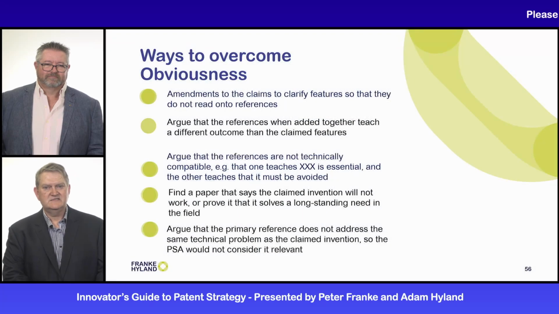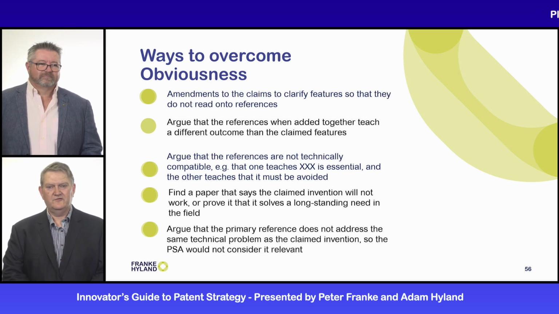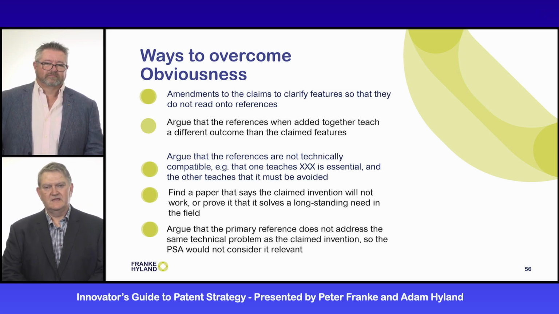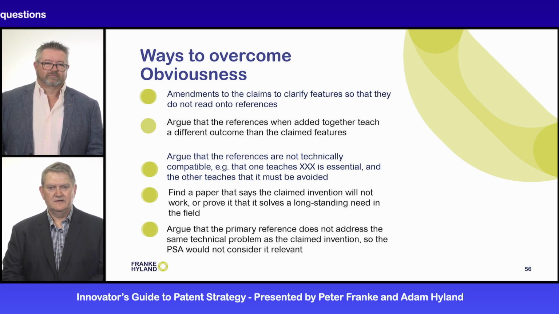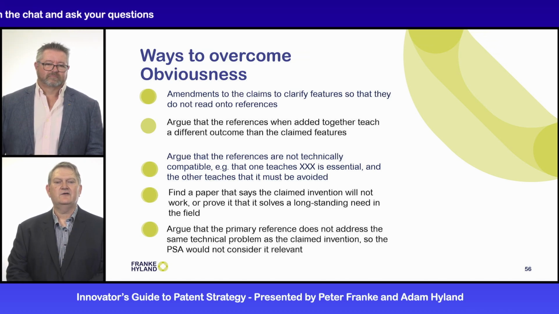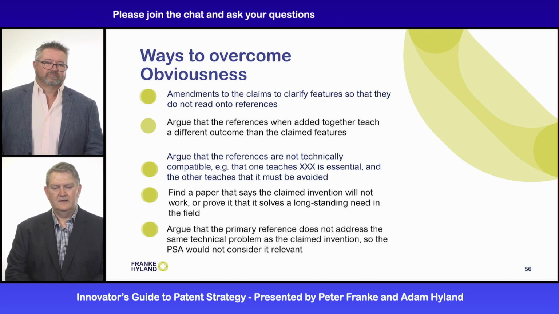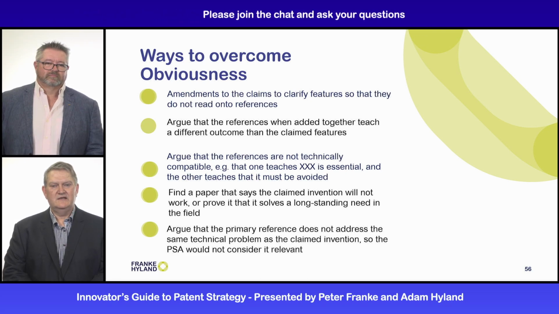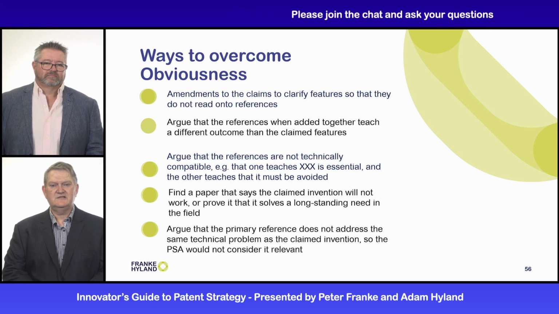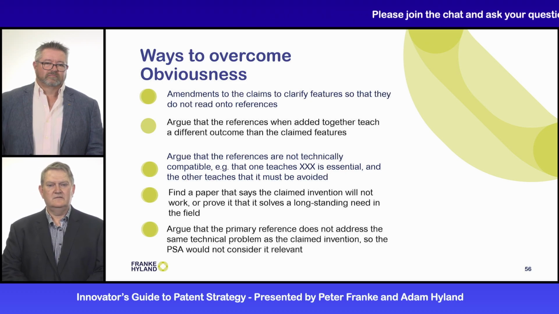So here's some of the things we would typically do when we're trying to overcome obviousness. So one is just to amend the claim. The examiner might be reading a claim in a way which we think is clearly ridiculous, and so you put some terms in the claim to clarify it, so that interpretation isn't possible. You can argue that the examiner's added together these references, but actually if you add them together, they teach something completely different than he says they teach when you add them together.